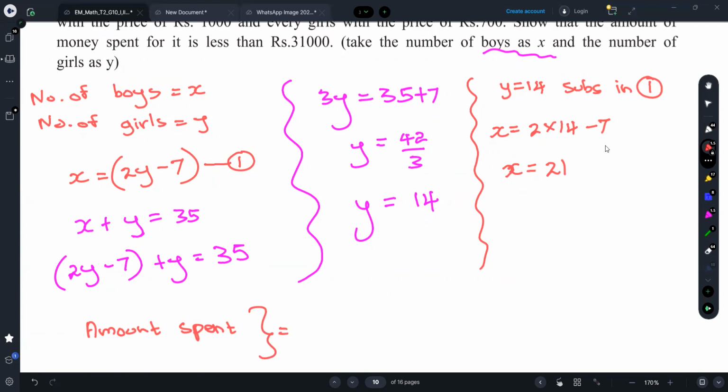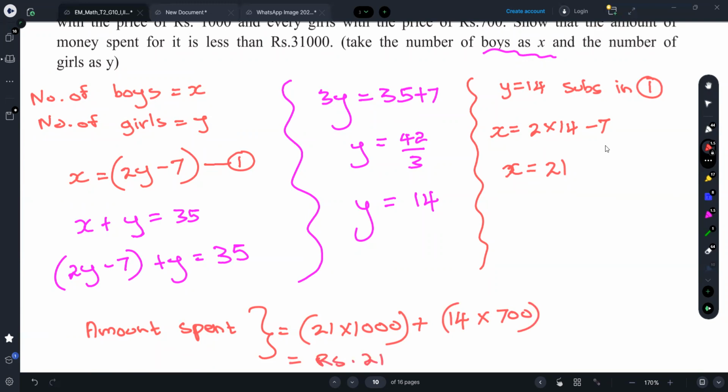Number of boys is x. X times 1,000. X is 21. Therefore, 21 multiplied by 1,000, plus the gift for the girls costs 700. The number of girls is 14. 14 multiplied by 700.